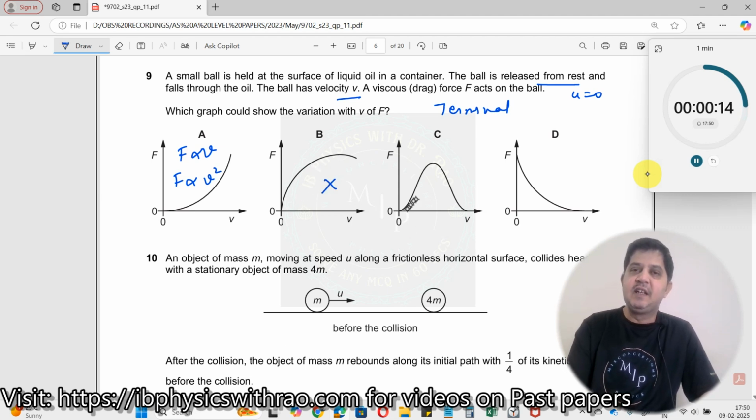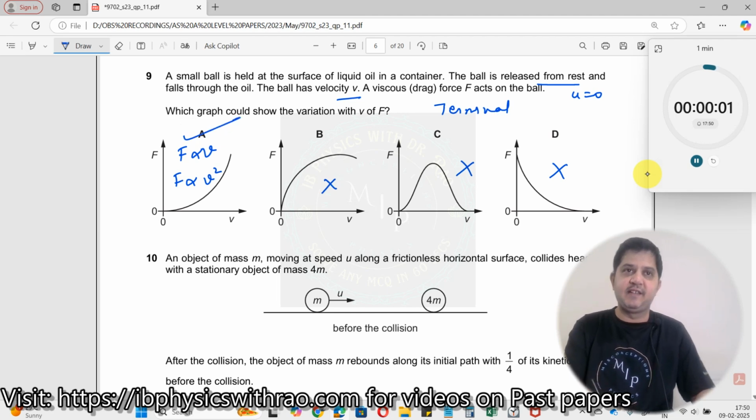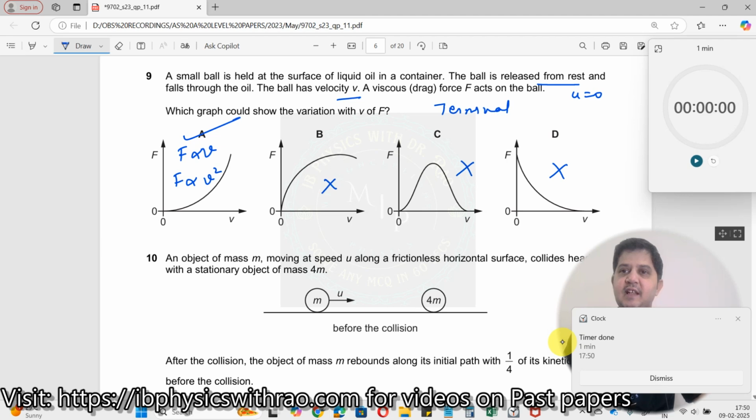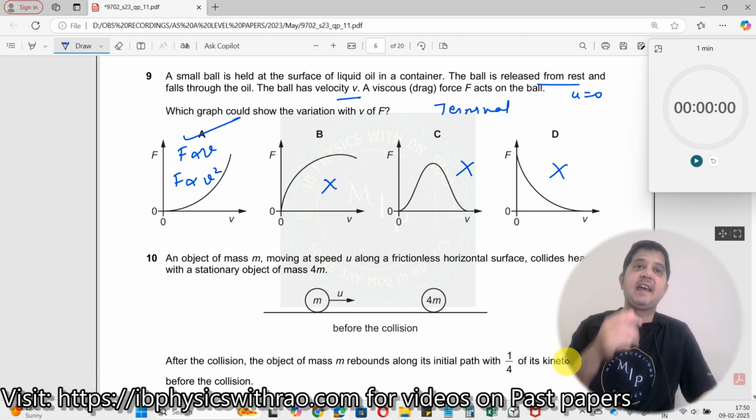This is not possible. This is increasing, that is acceleration, then plateau, and then decreasing. Definitely not. And this is completely wrong, the force is reducing. This is also not the right one. So actually speaking, this is the right answer. So A should be your right answer. The force should be proportional to velocity or proportional to v square, and thus you see there is always an acceleration being observed, and thus A should be your right answer.